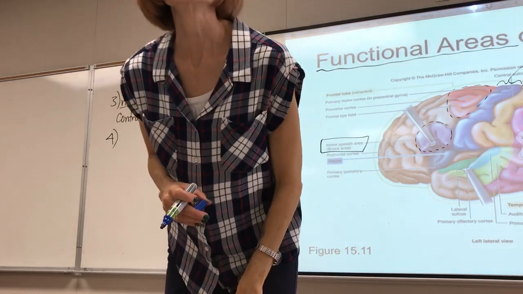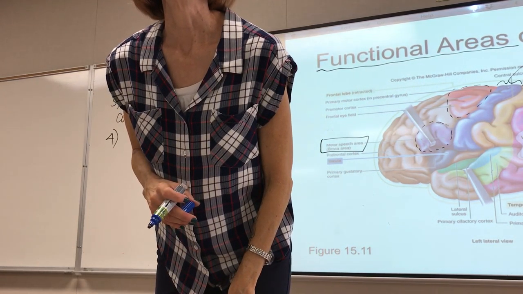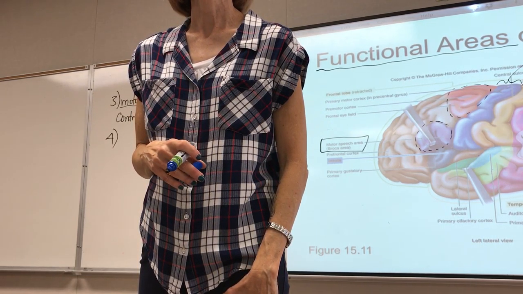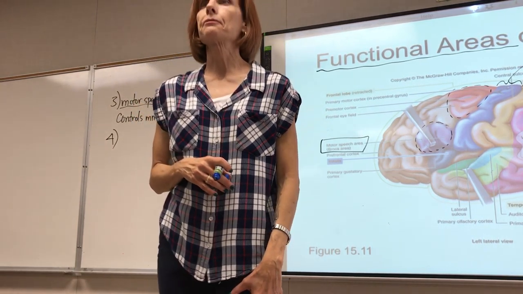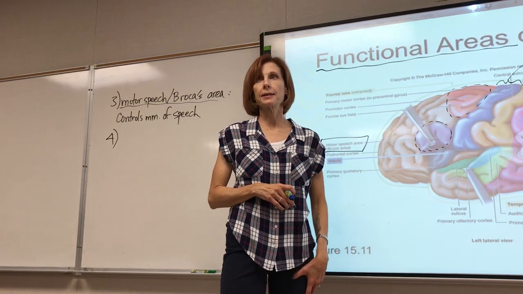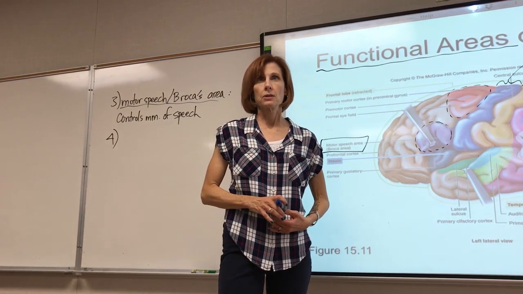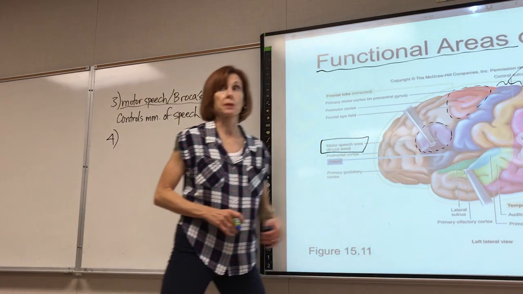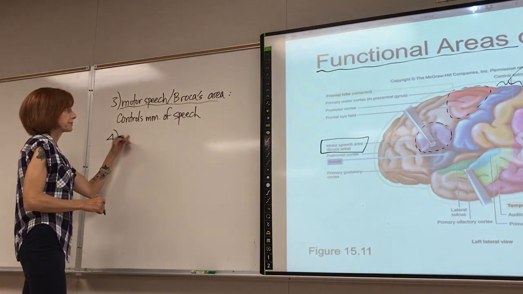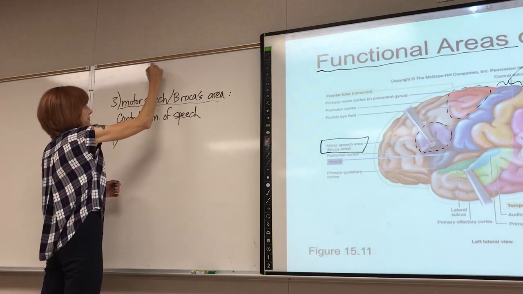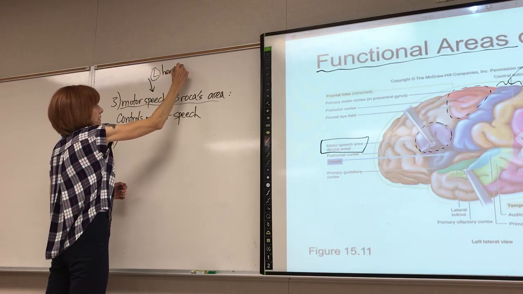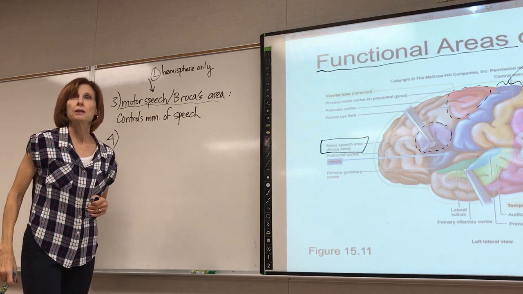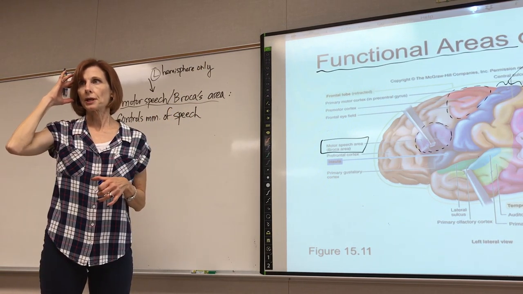So for the primary motor area, is that just a name for the precentral gyrus? It is. It's the functional area located in the precentral gyrus. Again, Broca's area or motor speech is only on the left hemisphere. I think that's like 97% of the population. The remaining 3%, it is on the right.